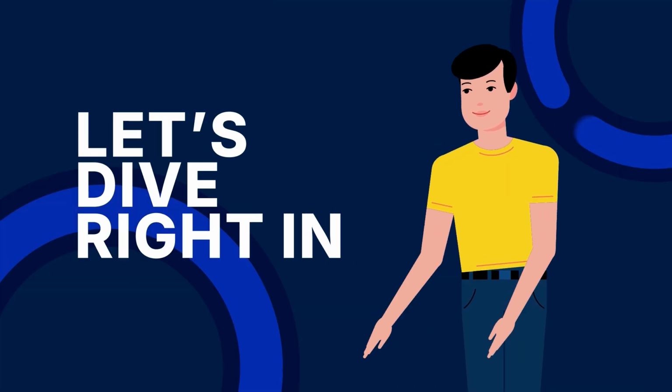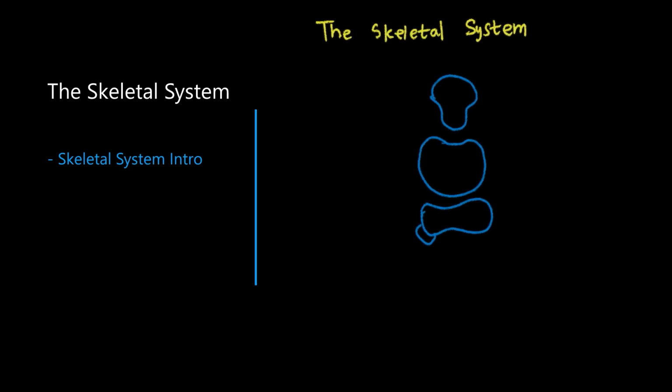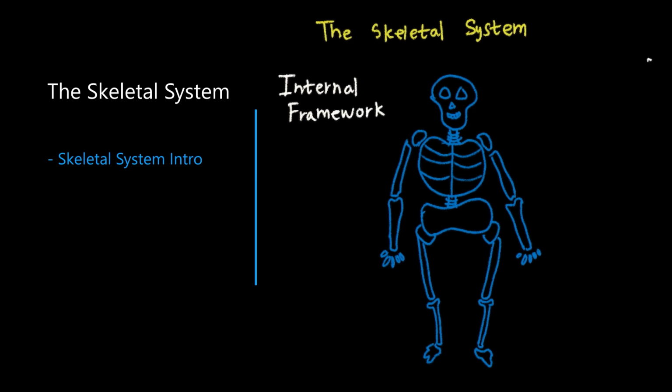So let's dive right in. Let's begin by building the human body from the ground up, starting with the skeletal system. Think of the skeletal system as the internal framework, the scaffolding that allows us to stand, move and protect our vital organs. Humans are vertebrates, which simply means we have a backbone or vertebral column called the spine. This system, which includes all our bones, cartilage, ligaments and tendons, makes up about 20% of our body weight.